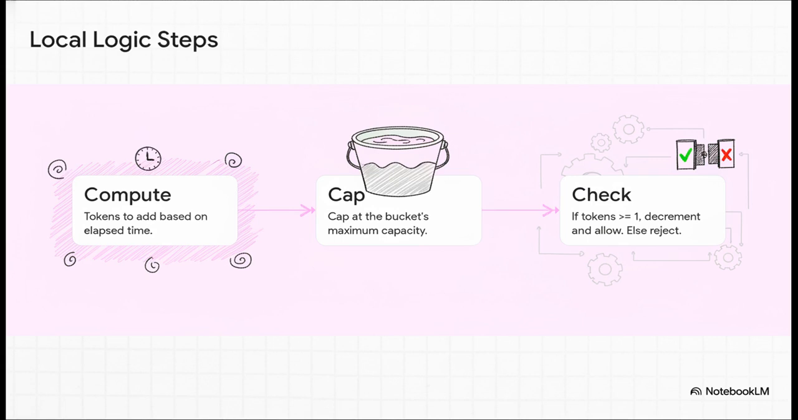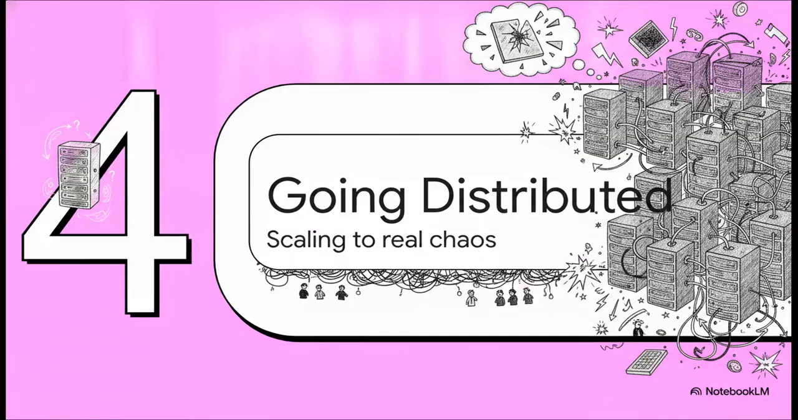On every single request, it's just a simple 3-step process. Step 1. Compute how many tokens to add based on the time that has passed since their last refill. Step 2. Cap that total so it never exceeds the bucket's maximum capacity. Step 3. Check those tokens. If you have at least one, decrement the count and let the request through. Otherwise, reject it. This is wildly efficient because at the end of the day, we are only tracking 2 numbers per user.